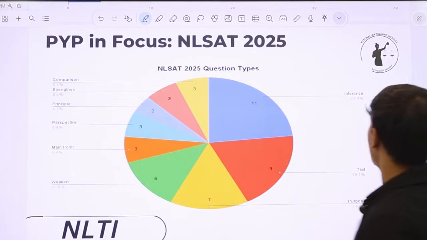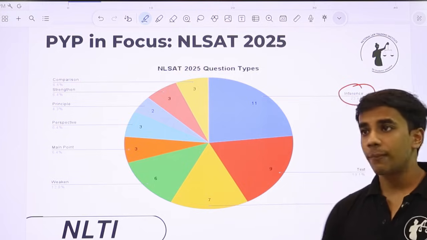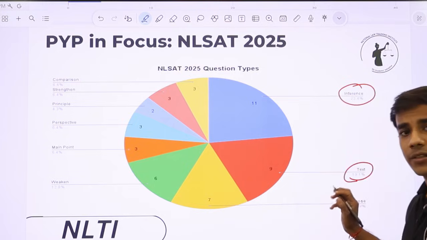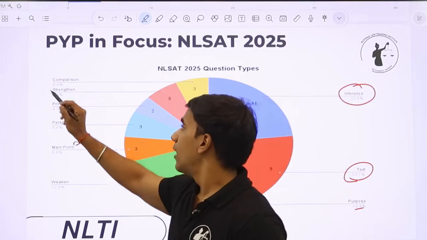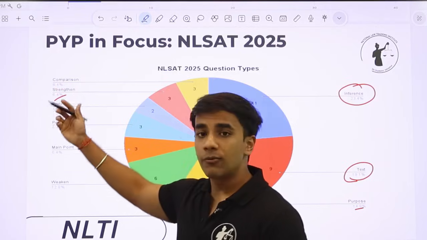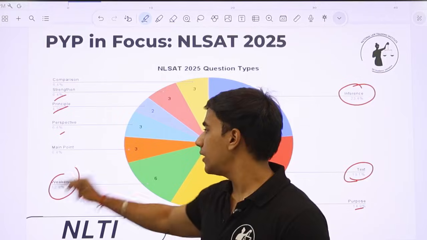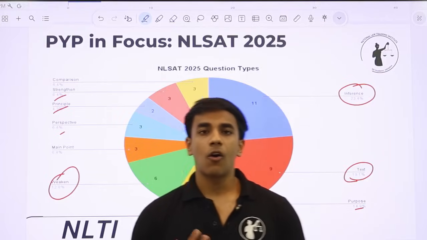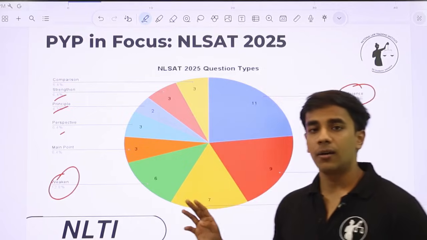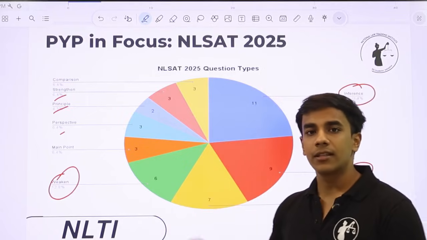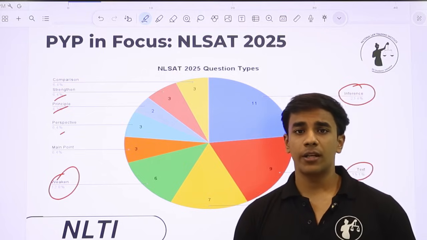As I've already told you, around 24% questions were from inference, 20% questions directly text-based, around 15% based on purpose, that is, what is the primary purpose, around 7% on strengthening, 6.4% on comparison-based, principle-based, perspective-based, main point, and around 13% on weakening. Again, strengthening and weakening, almost 20-25% questions were asked. So this is the primary paper in focus for us, because NLSAT 25 is the latest benchmark, the paper based on which our NLSAT 2026 predictions will follow.